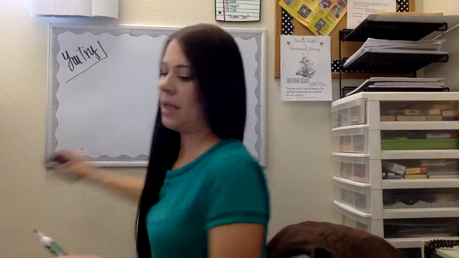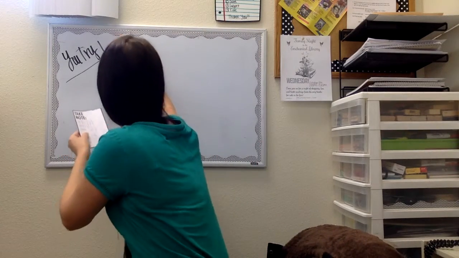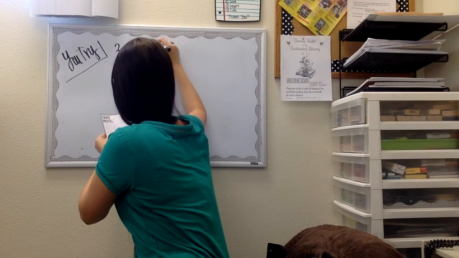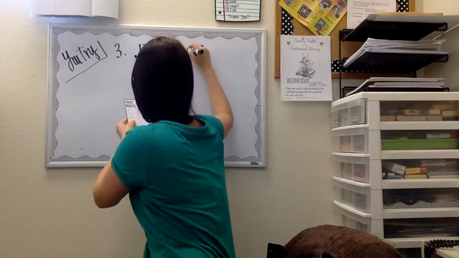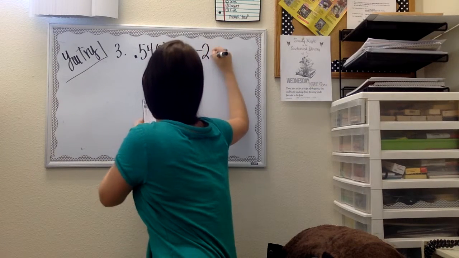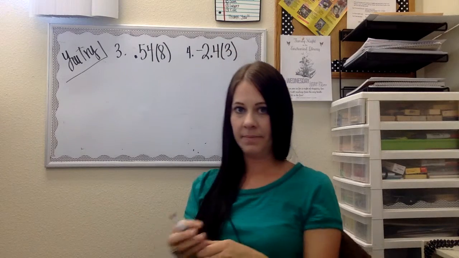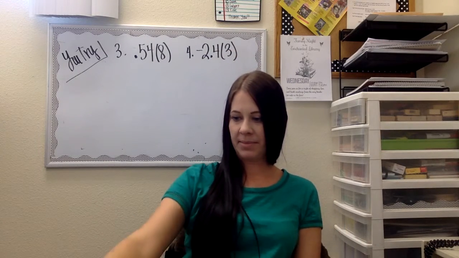I'm going to lose track of my numbers, by the way, so you just keep counting. All right, let's make this number 3. Let's do 0.54 times 8. And let's make number 4, negative 2.4 times 3. Okay, so pause the video, try the problem.